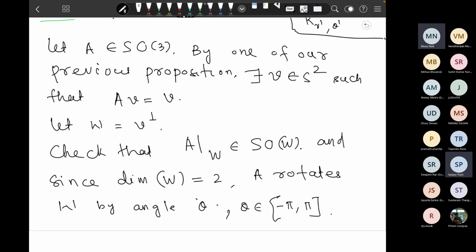Yes, sir. What is SO(W)? W is equal to B perpendicular, the plane perpendicular to the vector B. SO(W) is the special orthogonal group on the vector space W of dimension 2.